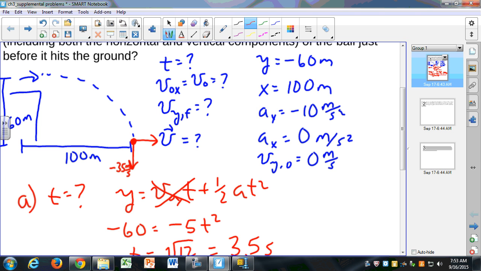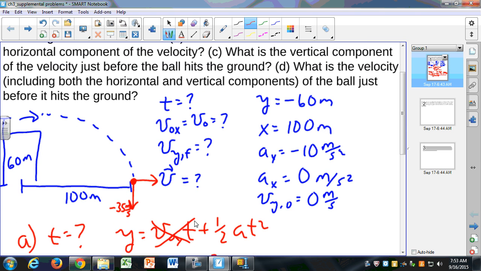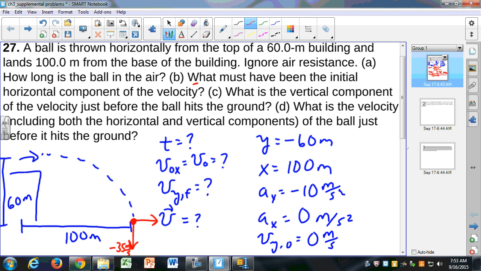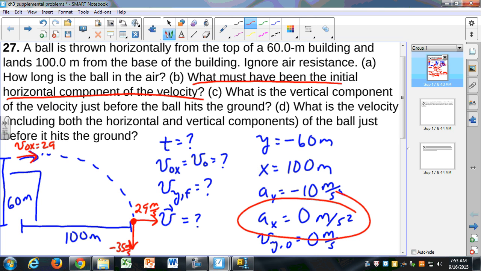29, right. So that's the same as the velocity in the x direction that we found in the initial horizontal component. So up here, my v naught x was equal to 29. That's also equal to vx here. And that comes about because the acceleration in the x direction is equal to 0.